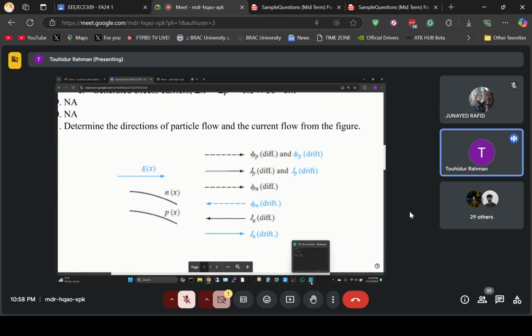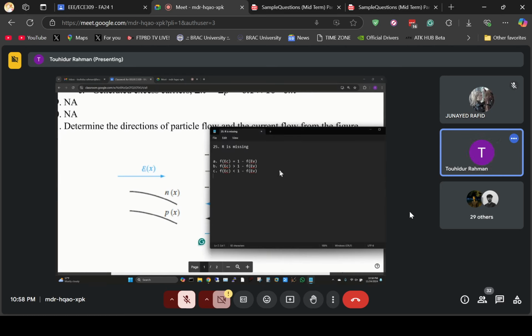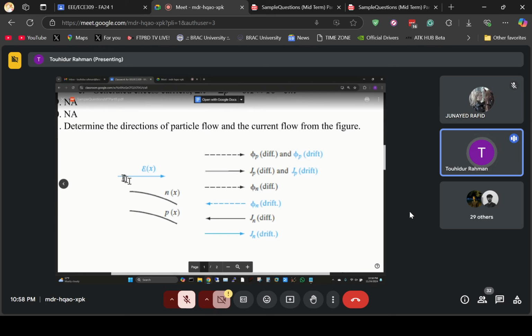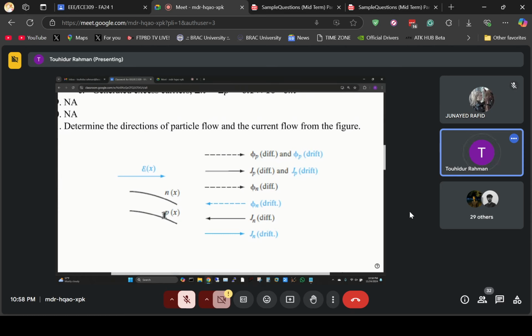If I write down the force equation for the hole, F will be equal to, since the charge of the hole is positive, so we will use Q and we will use E. This equation says that the holes will flow in the same direction as the electric field. That means left to right. So as shown here, the drift of holes will also be from left to right.